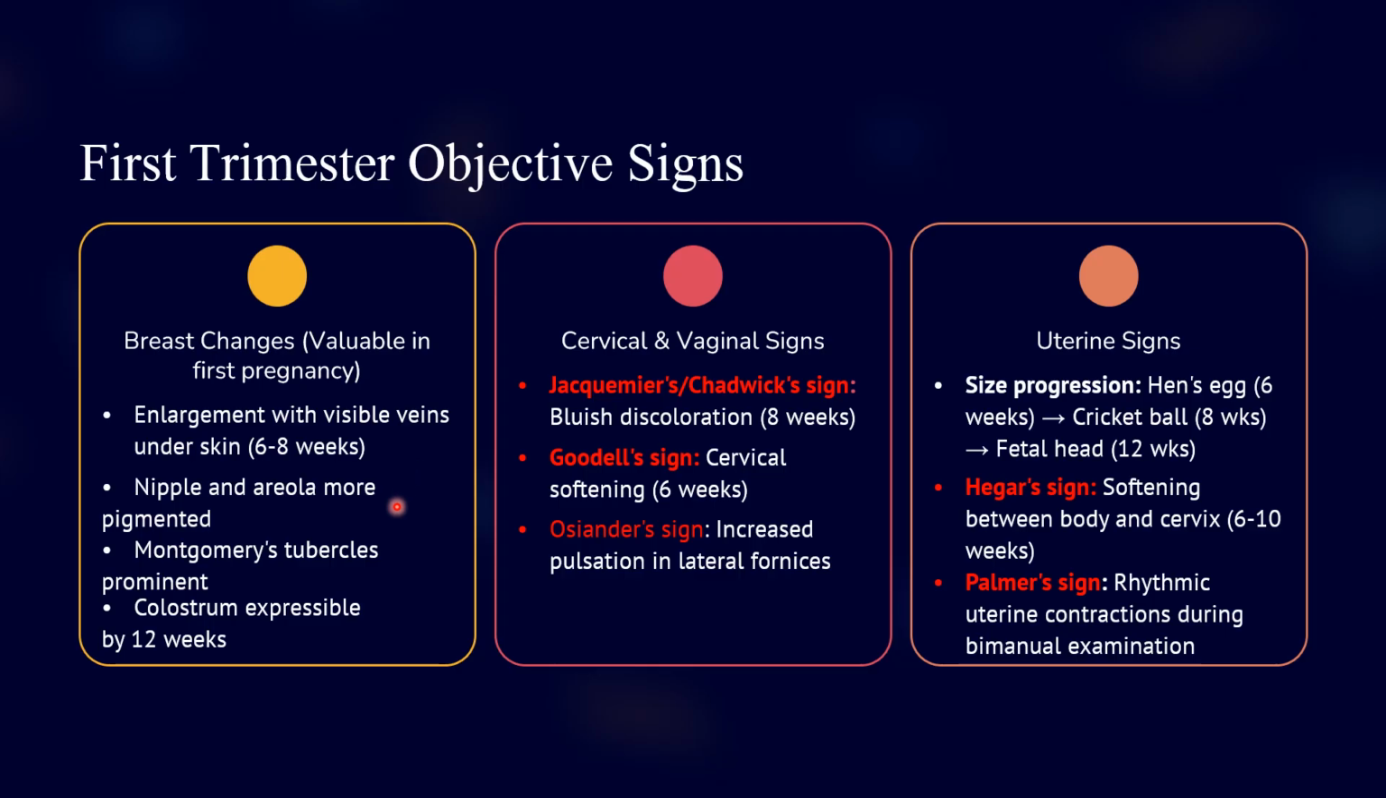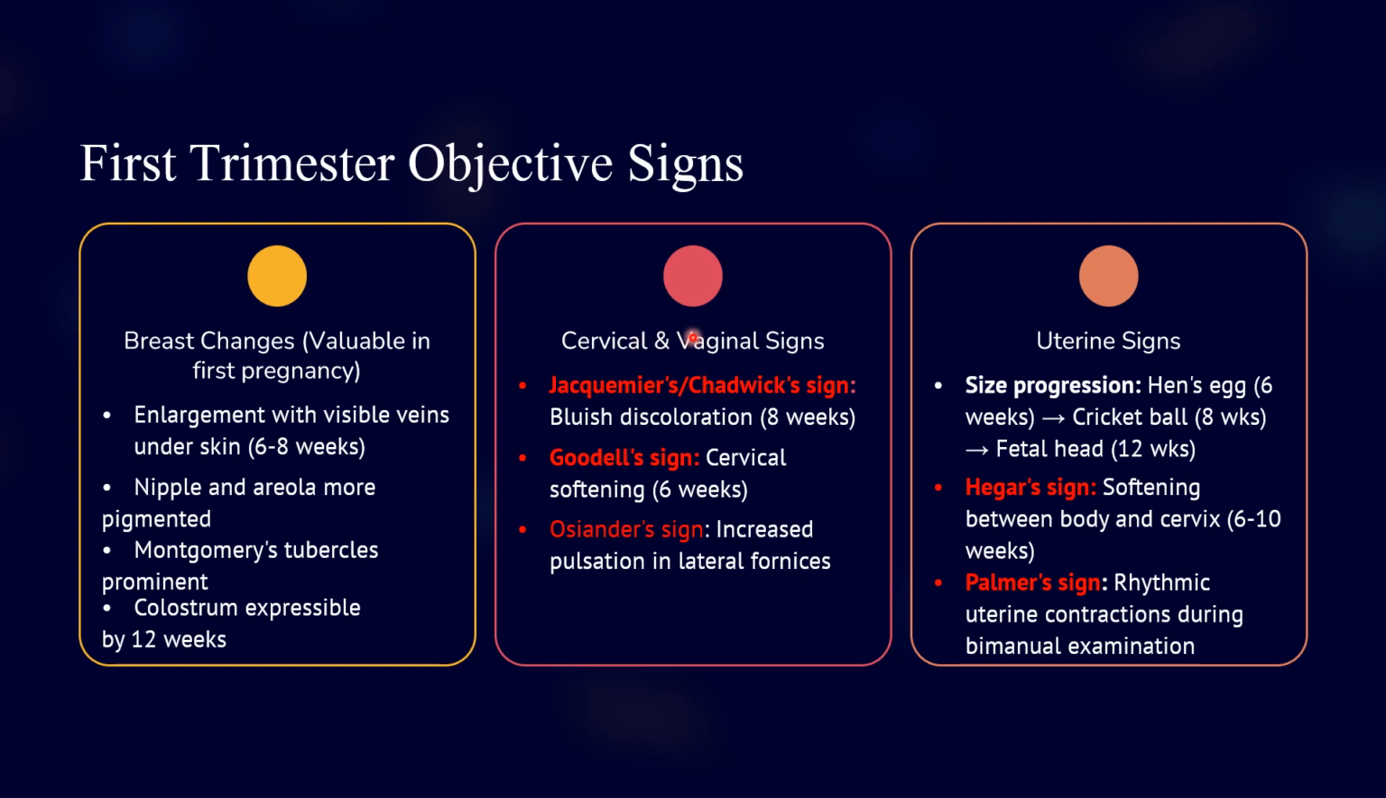Okay. Number two, the nipple and areolae are more pigmented, and number three, Montgomery tubercles are more prominent. And then number four, by the time she reaches 12 weeks of gestation, there is an expression of colostrum also.